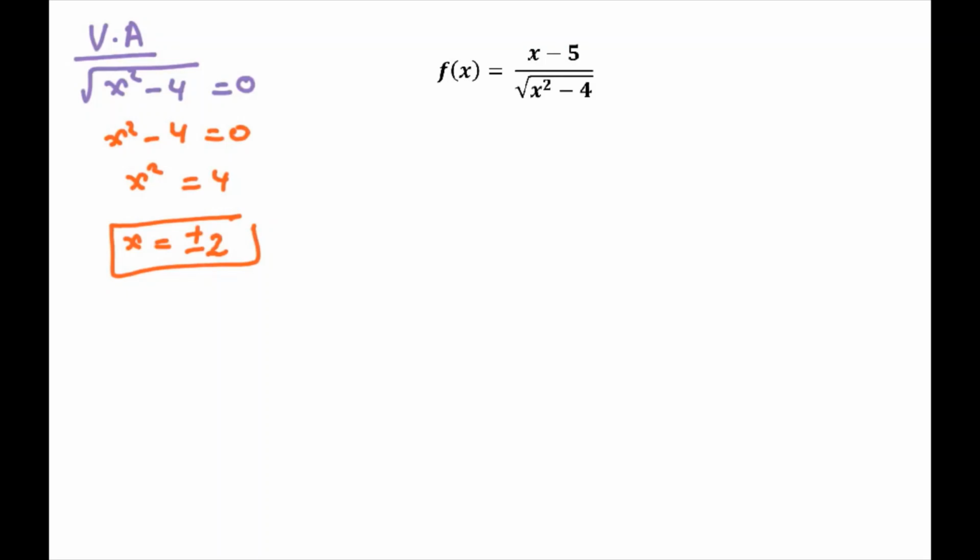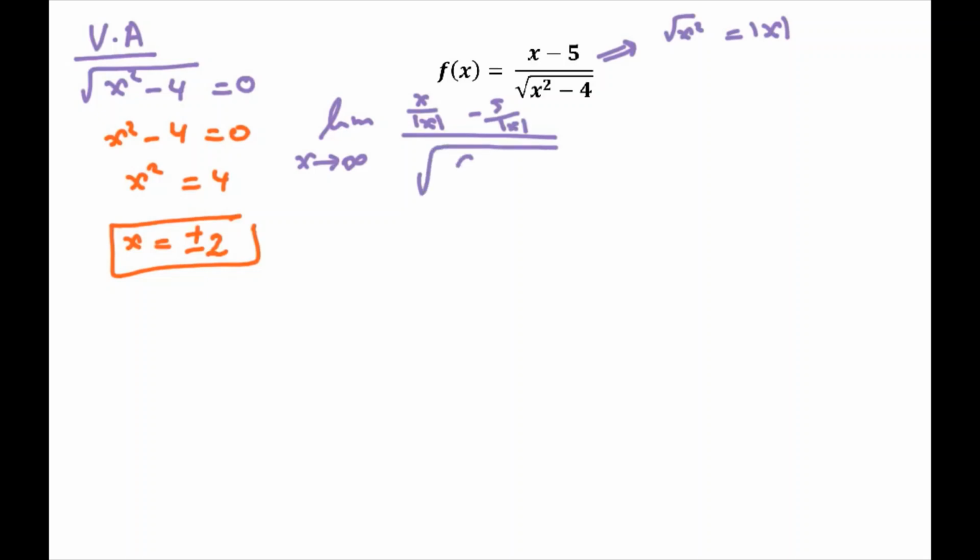Now let's try to find the horizontal asymptote, the limit as x approaches infinity and negative infinity. We'll do each one of them separately. We are going to divide the numerator and denominator by the square root of x squared, which is actually the absolute value of x. So this is going to be x over the absolute value of x minus 5 over the absolute value of x.